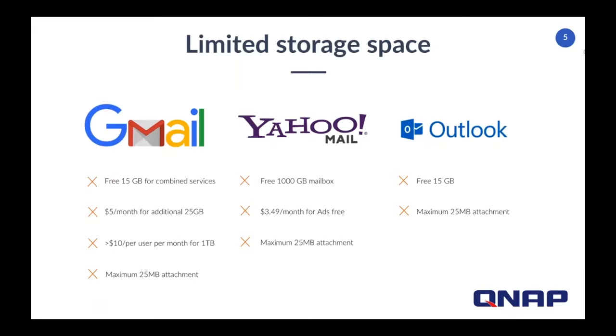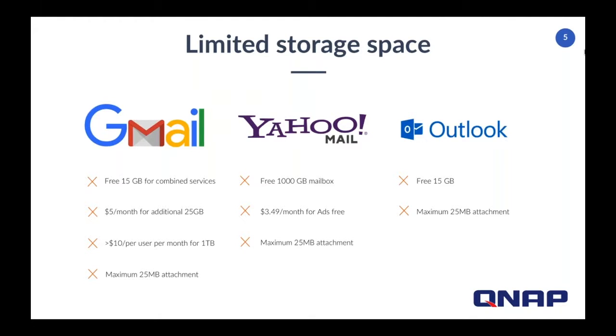So let's take a look at the landscape of email services and storage that's available. With Google, we'll see that you get 15 gigabytes for combined services for free, with 25 additional gigabytes for $5 per month, or a terabyte of storage for $10 a month. And your attachments with Gmail can have a maximum size of 25 megabytes.